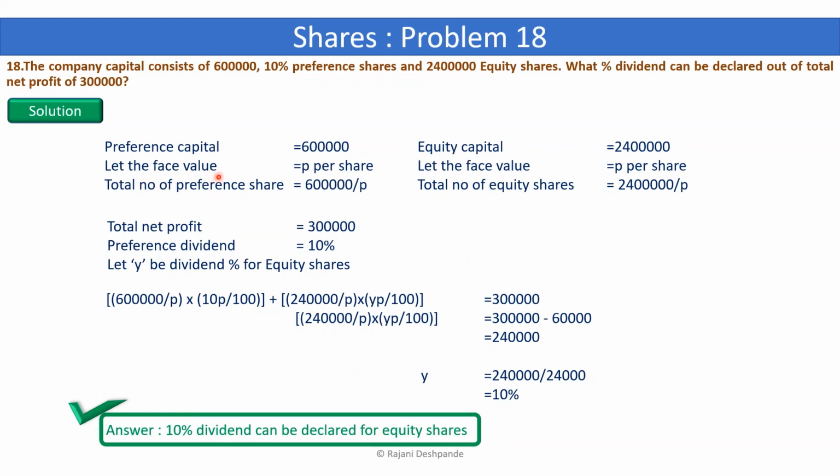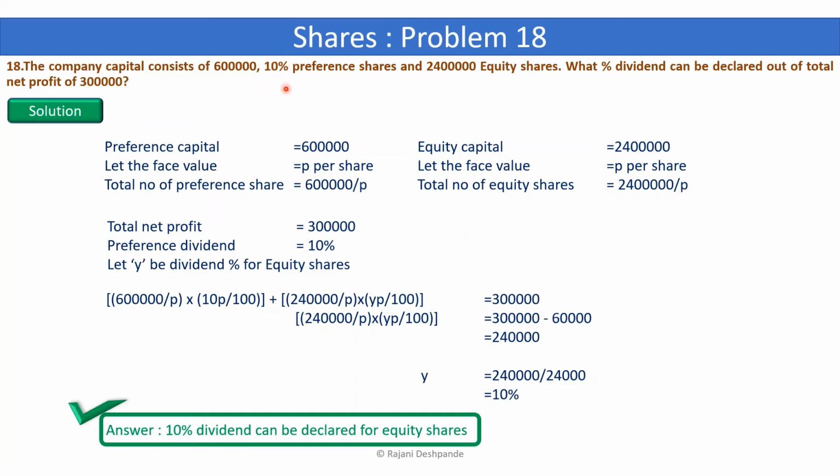Let the face value of the preference shares be P per share, and let the face value of the equity shares be P per share, because the face value is the same for the preference and equity shares. So let us take it as P. Total number of preference shares is equal to the capital, 6 lakh, divided by the face value of 1 share, P. And total number of equity shares is 24 lakh divided by P, that is face value per share.